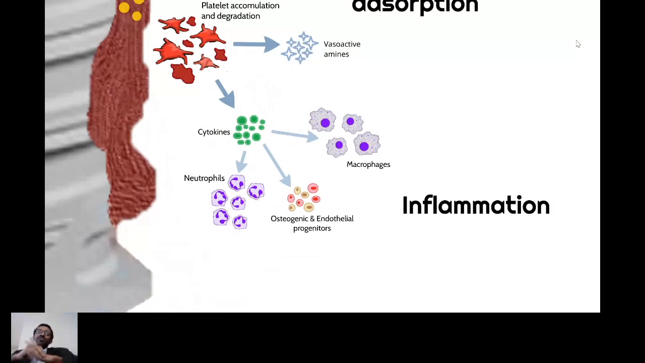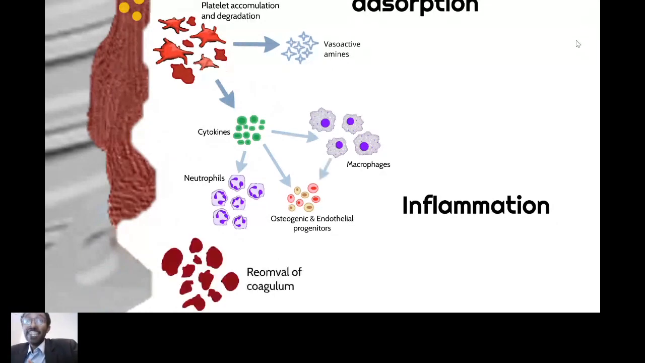The macrophages carry out the whole process of inflammation and removing all the bacteria, the dead cells, the dead bone, whatever. So basically, it's a cleansing or a cleaning process of the area. Once you have this, you have all the white blood cells. They clean everything. They kill all the bacteria. They clean, and the osteogenic and endothelial progenitors come to the area.